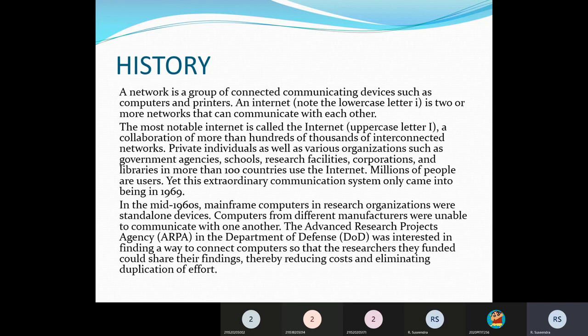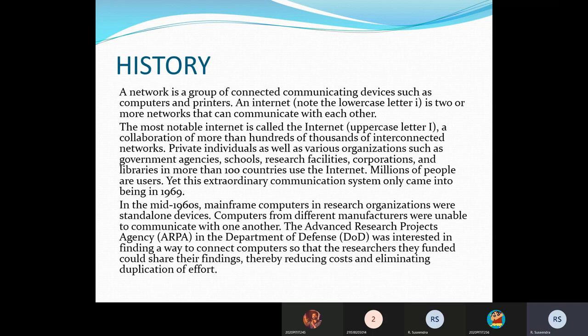Okay, first, the network history. We should know the history, how it was created and how it is being used nowadays and in later days. A network is a group of connected communicating devices such as computers and printers. Network means net. In normal words, we all know a net, like a mosquito net or a fishing net, which is used to catch mosquitoes or fish. Likewise, we use a network to connect, or to catch something from Google or the social network.